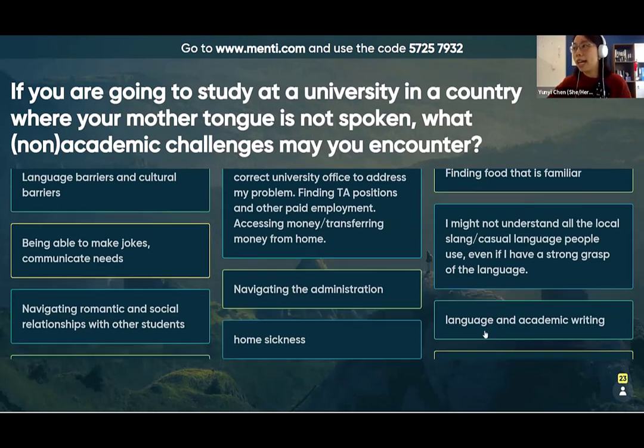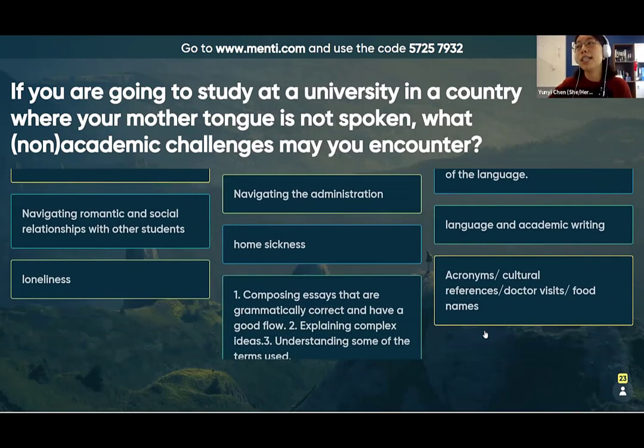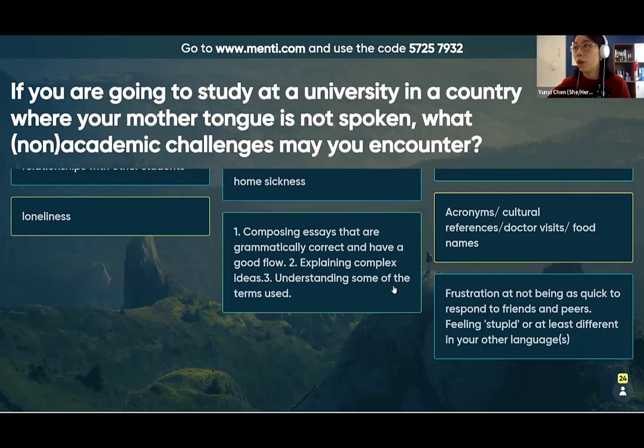Language and academic writing. Homesickness, yes, thank you for saying this. I wasn't able to go home ever since the outbreak of COVID. So I really miss my family and friends. So I would really hope I can go back at least end of next year. Composing essays that are grammatically correct and have a good flow, explaining complex ideas, understanding some of the terms used.